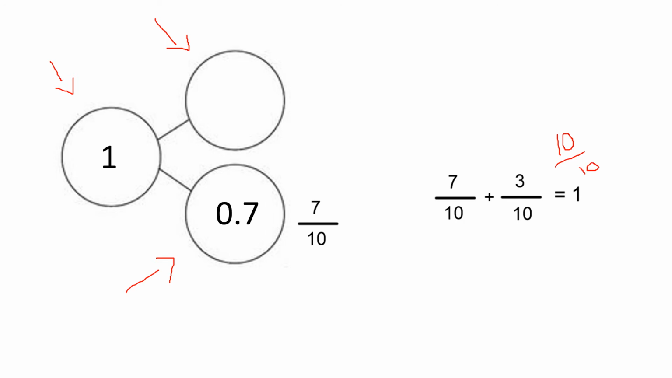So 3/10, how would you write that as a decimal? It would be 0.3. So 0.7 plus 0.3 equals a whole. Well done if you got that correct.